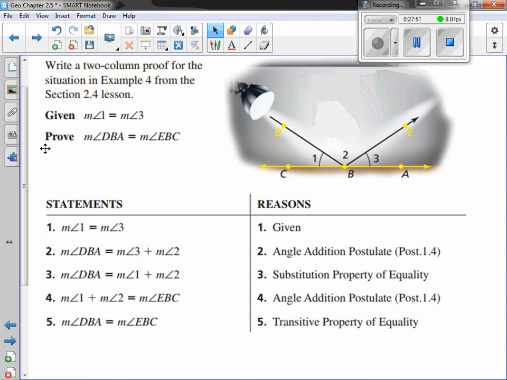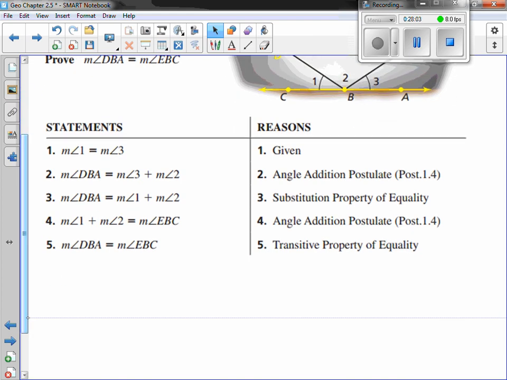Now they replaced 3 with 1. They substituted 3 and 1 because we said those two angles are equal, yes? So now we have dBA is equal to 1 plus 2. Well, angle 1 plus 2 is equal to EBC. And transitive, we can say they're equal. So that's another way we can do it.